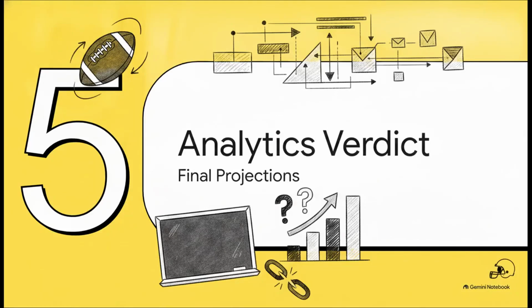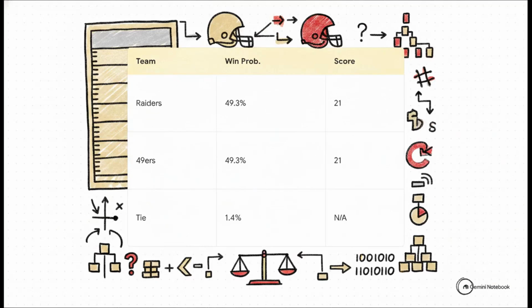Finally, we arrive at Section 5, the final analytics verdict. Let's look at the mathematical projections, but we really need to understand their limitations in this specific context. Our pregame model shows a win probability split of 49.3% for the Raiders, 49.3% for the 49ers, and a 1.4% chance of a regulation tie. The projected score sits at a dead even 21-21.